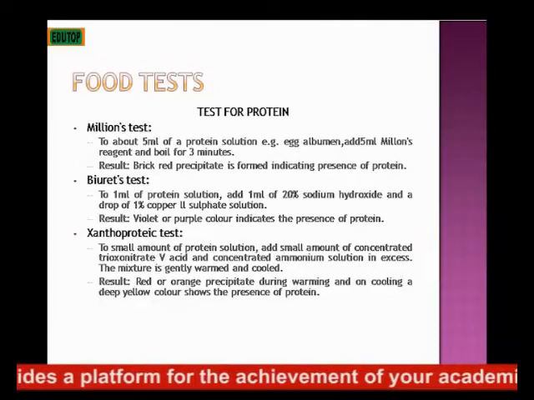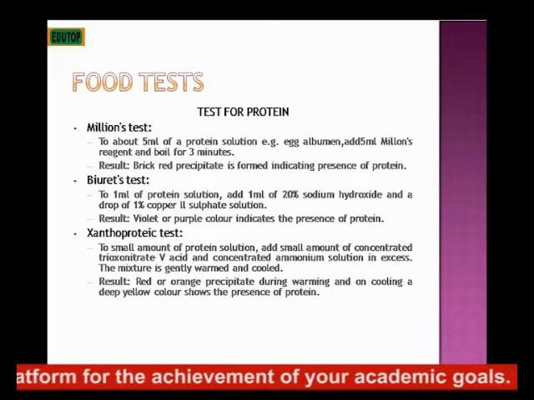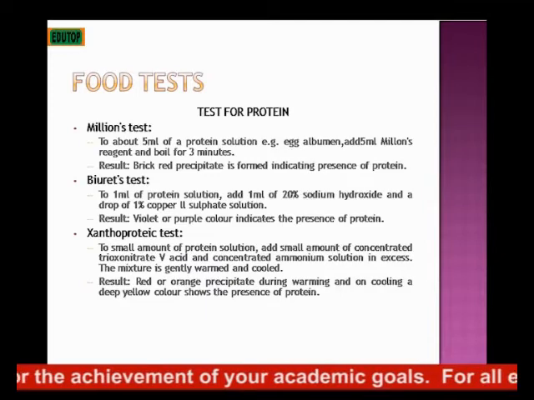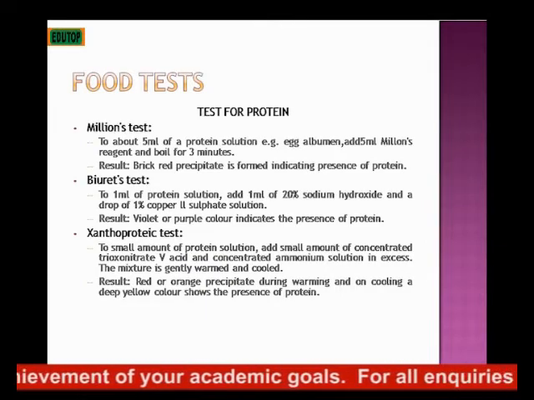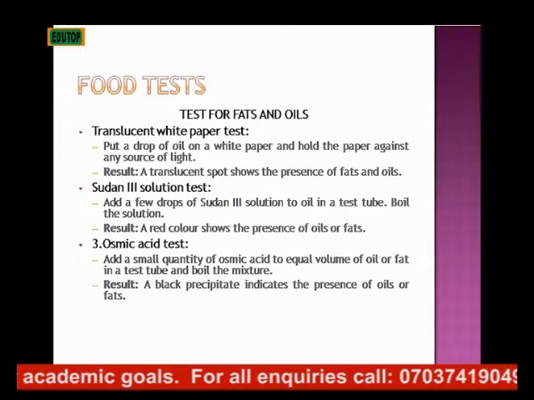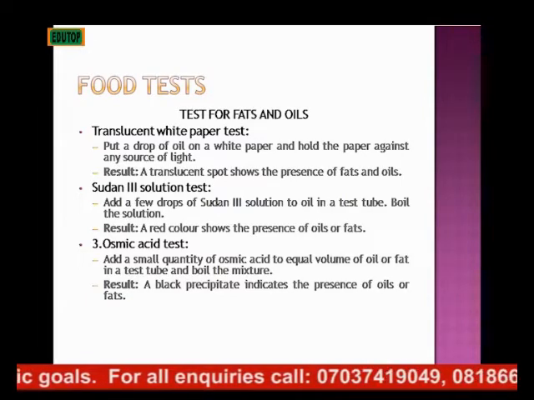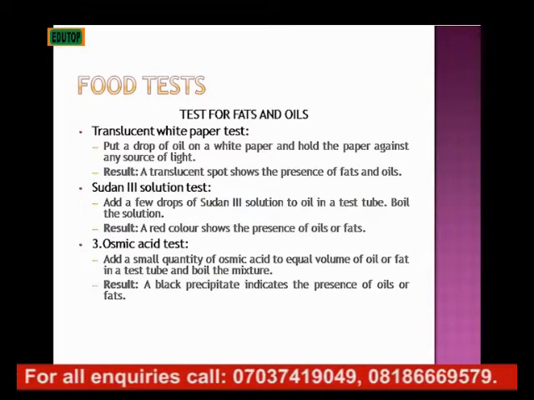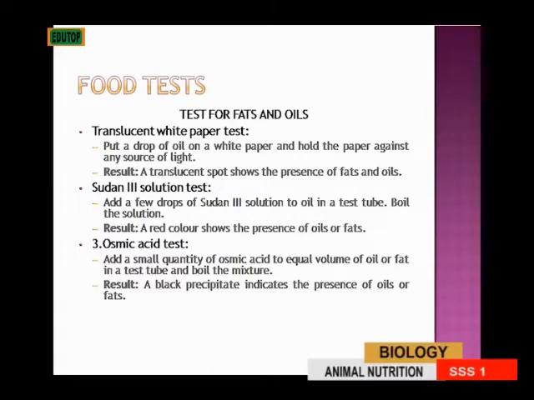Color, which indicates the presence of protein. Now, we move on to test for fats and oil. The first test here, we also have 3 tests. We have the translucent white paper test, the Sudan 3 solution test, then the osmic acid test.